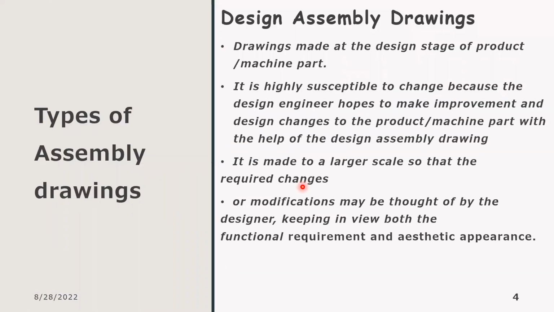So what are some of the types of assembly drawings we have? First of all, we have design assembly drawings. And you normally have this particular type of assembly drawing at the design stage of any product. Let's say, for instance, you are designing a perfume box, which we did much earlier in the semester. Okay, so your initial sketches for that drawing will be your design assembly drawing.